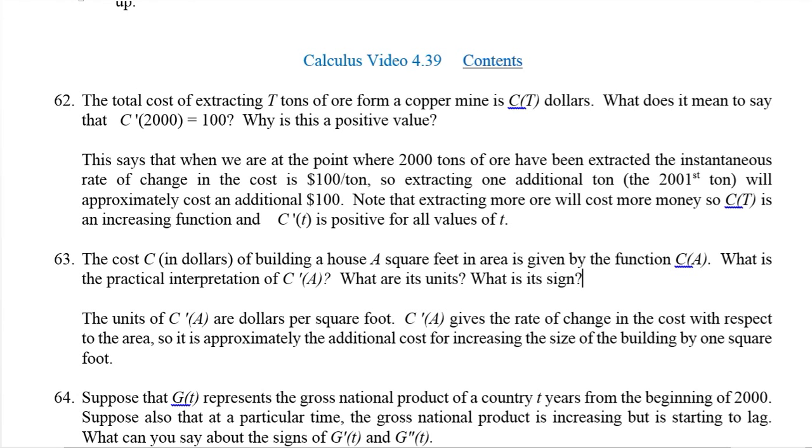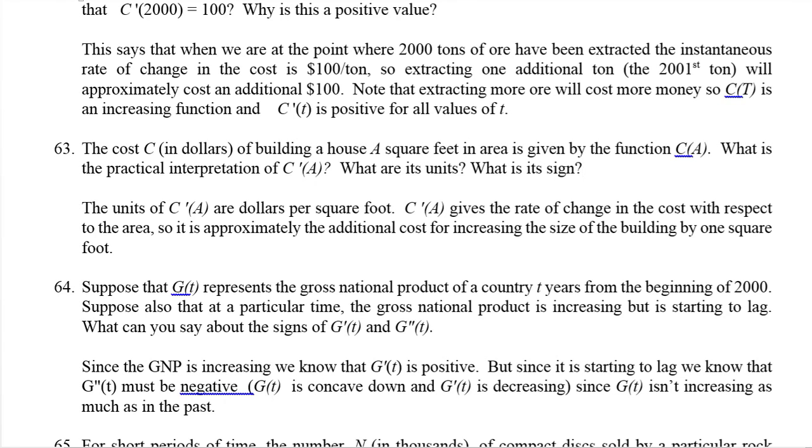Now remember, when we're asking about the sign of G prime of T, we're asking about whether the original function is increasing or decreasing. Since we were told the gross national product was increasing, that means G prime is positive. But the growth is starting to lag, so the original function is growing, but it's growing in a concave down manner. When we're asking about the sign of the second derivative, we're asking about the concavity of the original function. So the original function is concave down, so G double prime is negative.